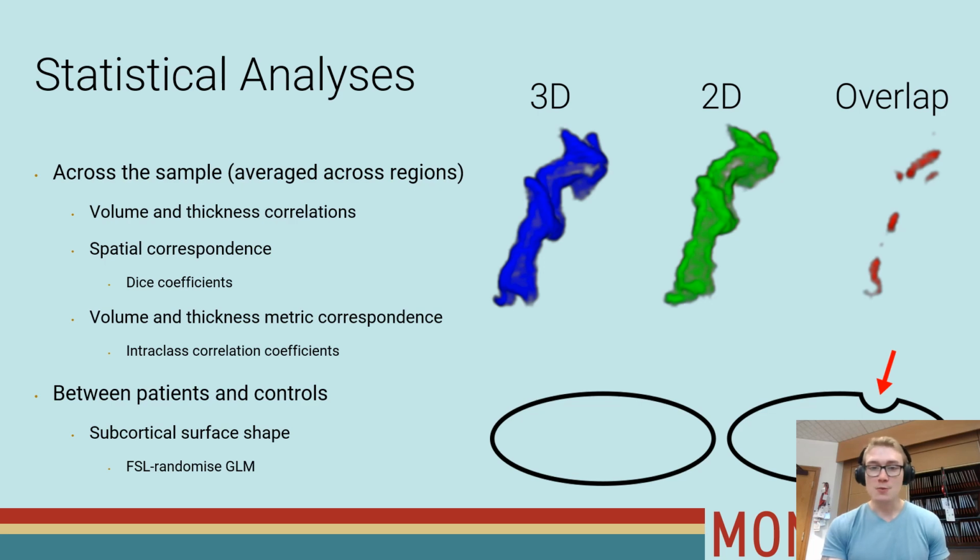The initial comparisons were performed within subjects, so the sample was not split. The first analysis I did was correlate the volumes and thicknesses taken from the 2D and synthesized images for each region with those taken from the 3D scans.